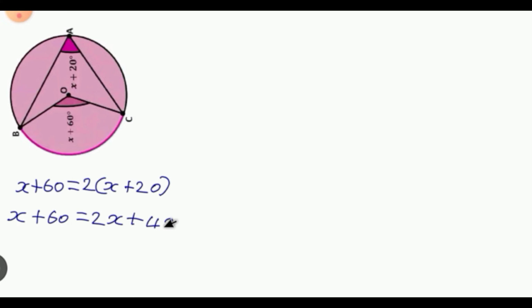So x plus 60 equal to 2 times x, 2x, plus 2 times 20, that's what? 40. So from here now I can collect like terms. I'm going to take this x to this side, then take this 40 to this side. So here will be 60 minus 40 equal to 2x minus x. So 60 minus 40 will give us 20. Then 2x minus x will give us x. So therefore x is equal to 20.